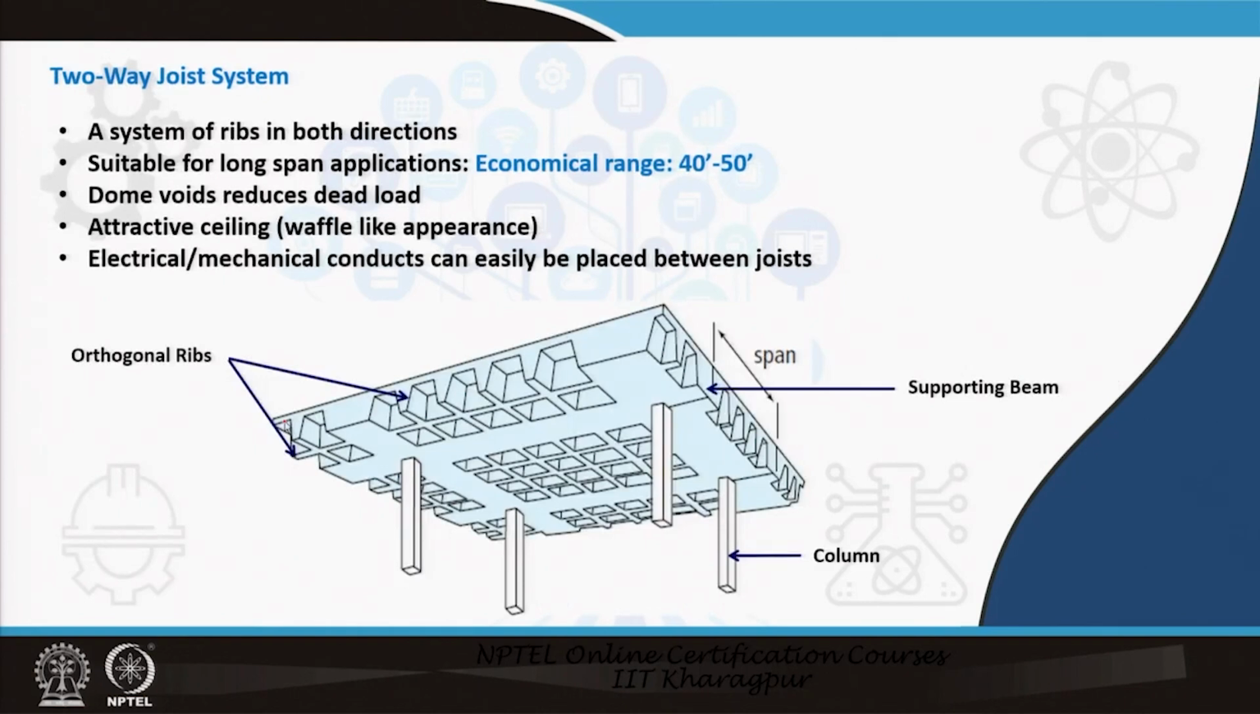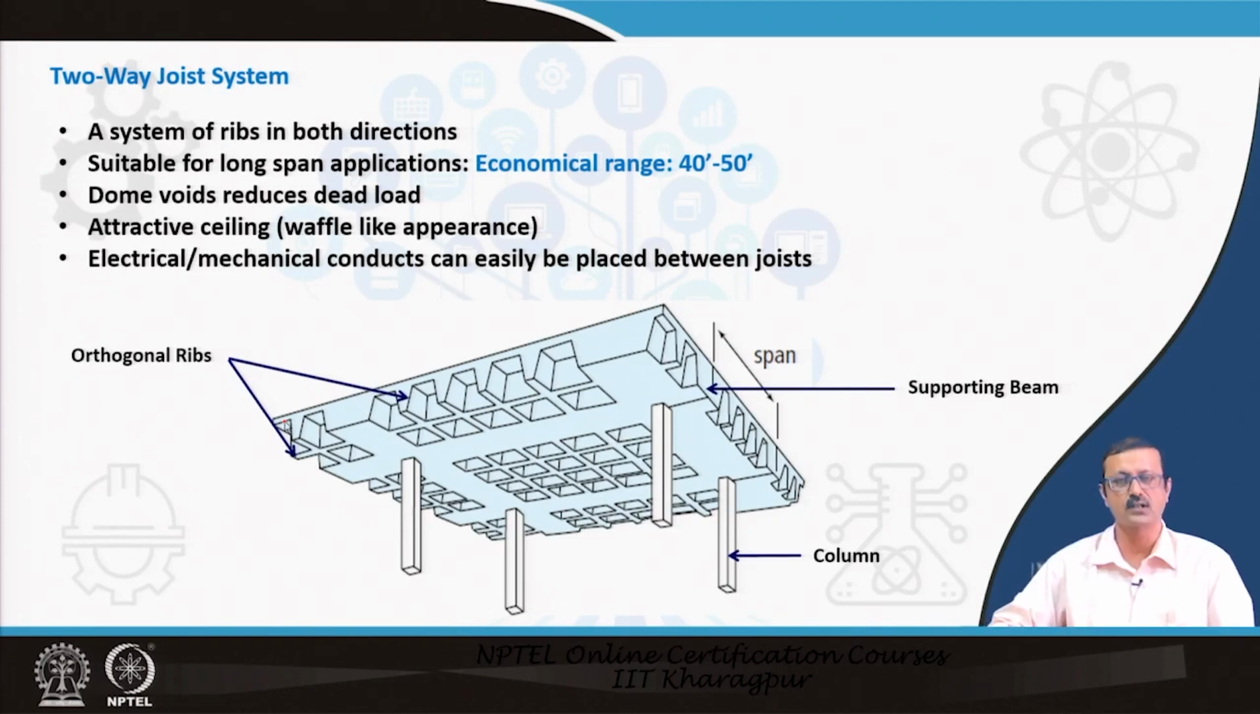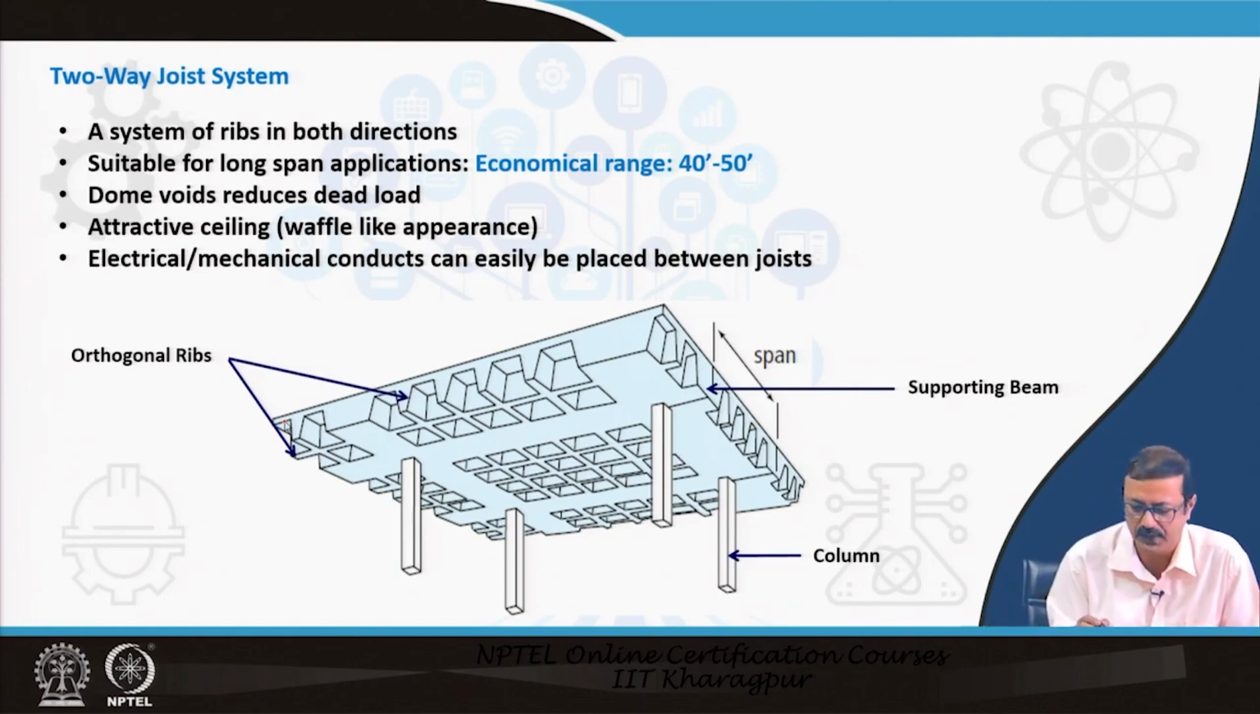Similarly, the two way joist system can also be thought of when the loading is much increased, or the span is increased. Instead of going with the one way rib, we can go for the two way rib or the two way joist system. Here, as you understand, the ribs are in both directions, and it is also suitable for long span application.